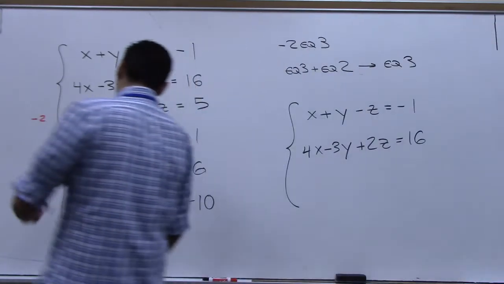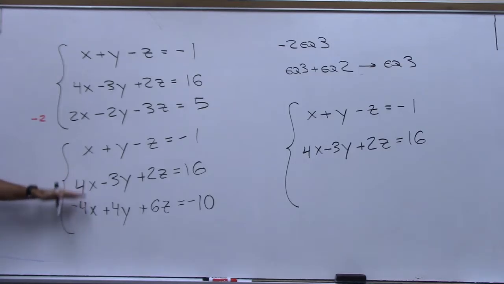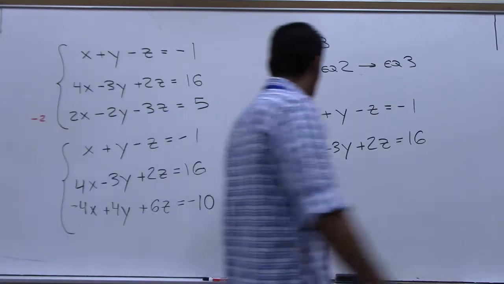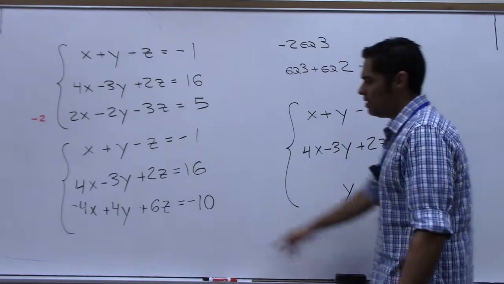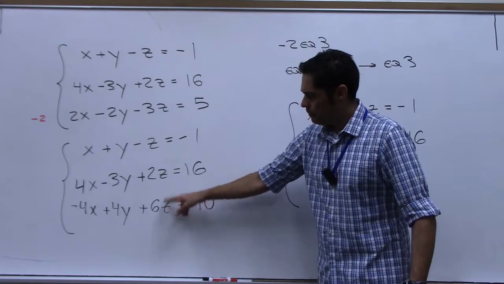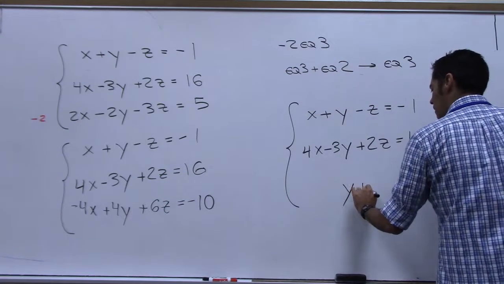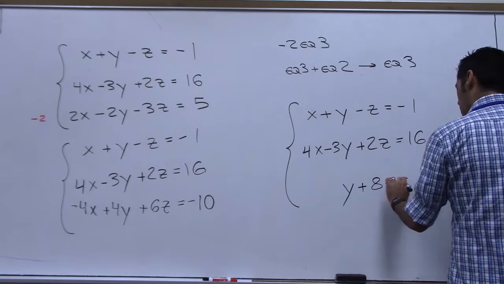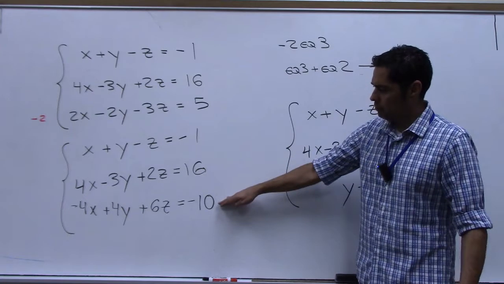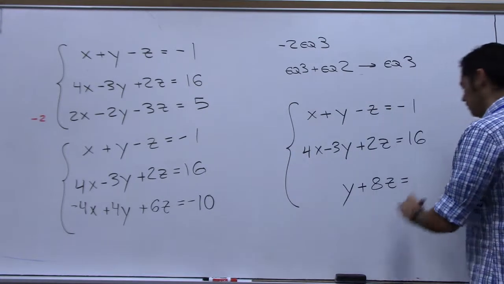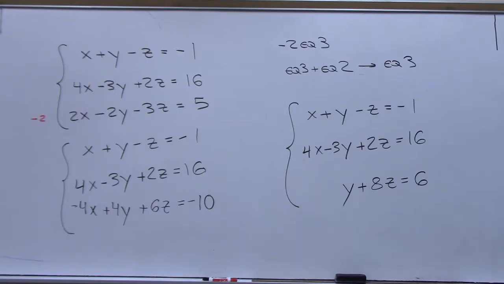So what happens when we add these two equations? No x's, right? That's what you wanted, right? How many y's are we going to have? 1 y. Z's? 8 z's equals 6. Okay.